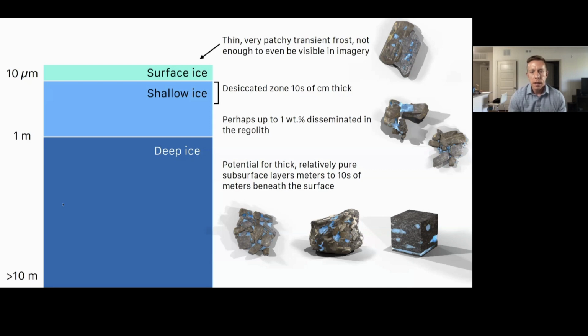And then deeper down, I think this is the most intriguing area, where we have a lot of circumstantial evidence that there could be thicker layers, maybe more pure layers of subsurface ice, meters or tens of meters beneath the surface. But I think a lot more work needs to be done to interrogate whether that's actually the case and to characterize the deeper layers in the cold traps at the poles.